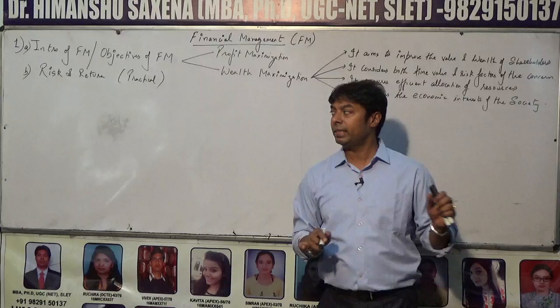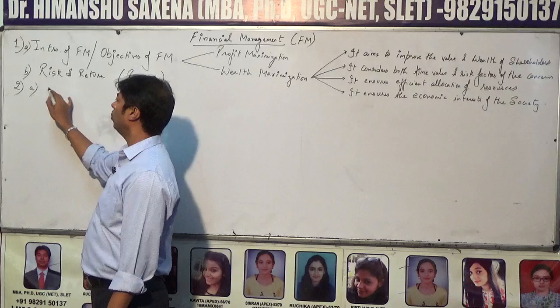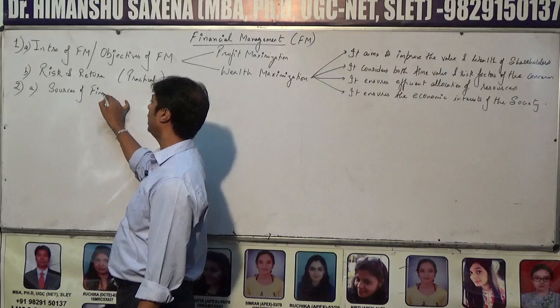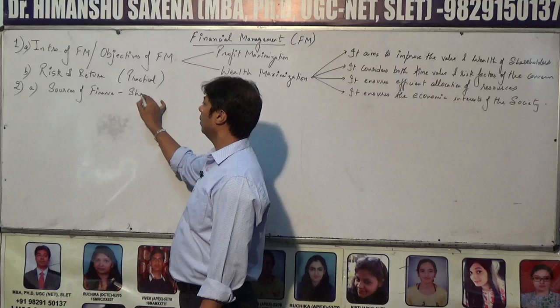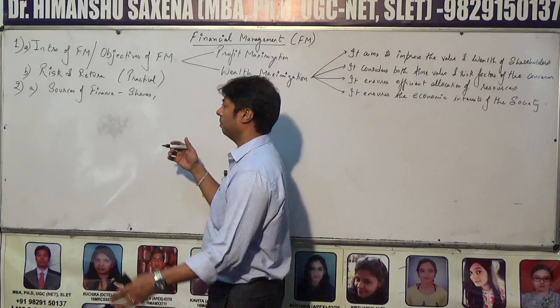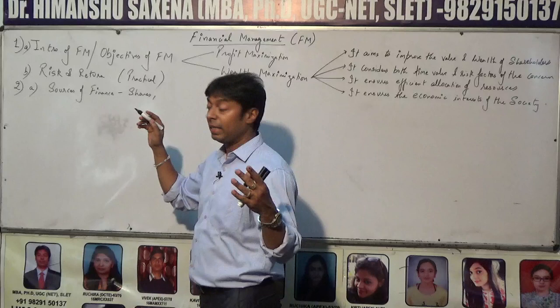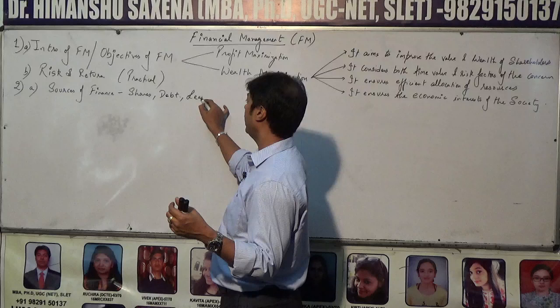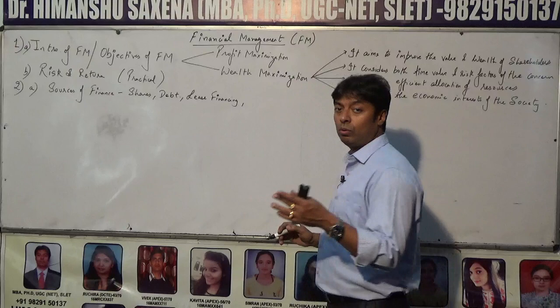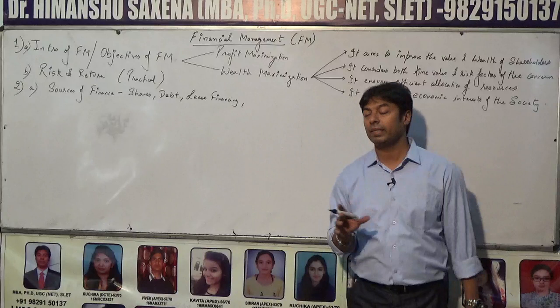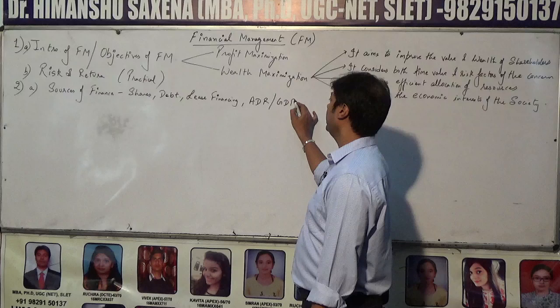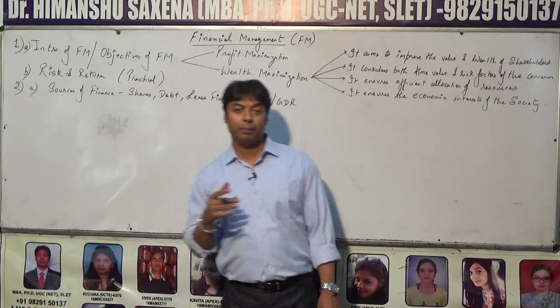Moving on to the next one, you can have short notes on sources of finance. Now sources of finance could be from shares. Finance could always be gathered by floating equity shares, or by issuing preference shares, by issuing debentures. Another source of financing is lease financing, term loans, right? Debentures and term loans are also an important source of financing. Then from international markets, you can issue ADRs, GDRs. ADR stands for American Depository Receipts, and GDRs are Global Depository Receipts.